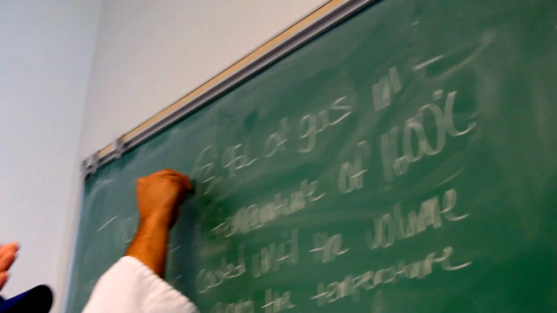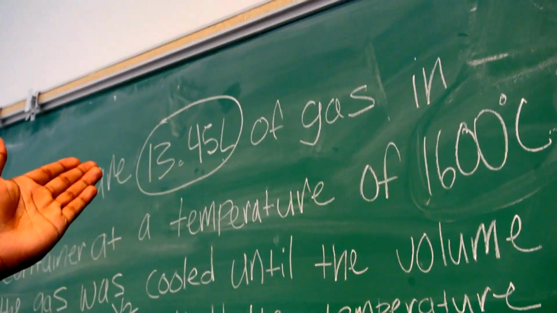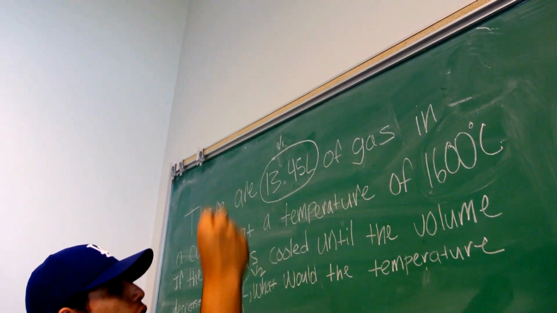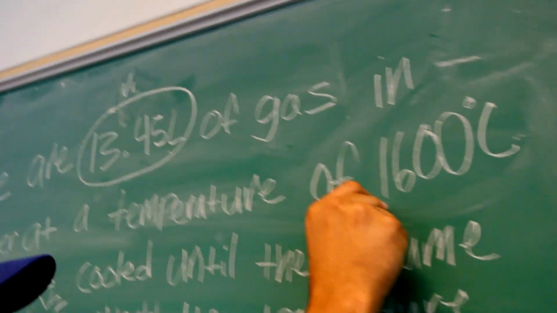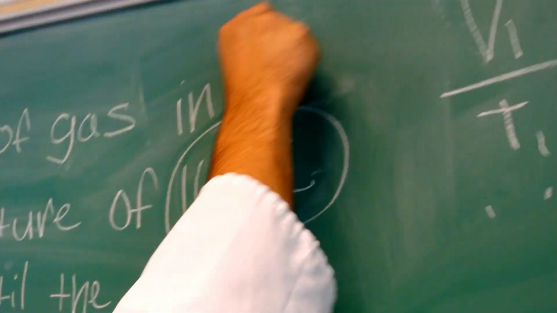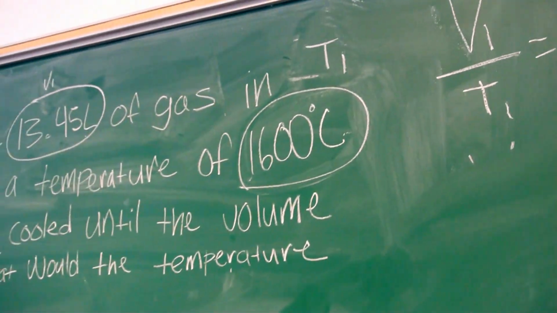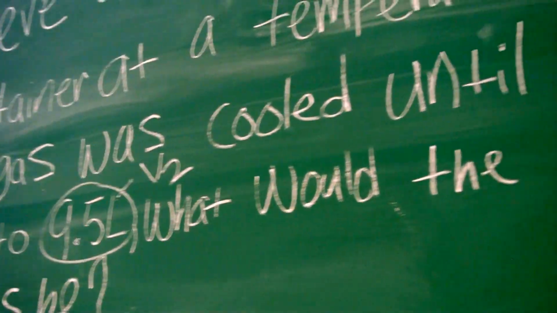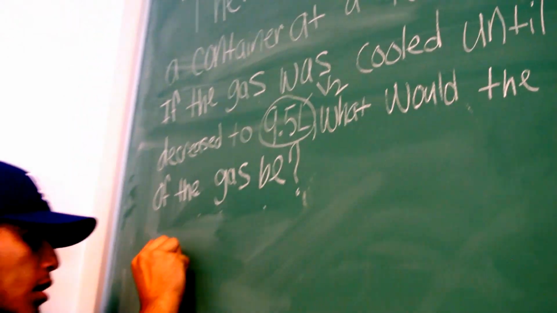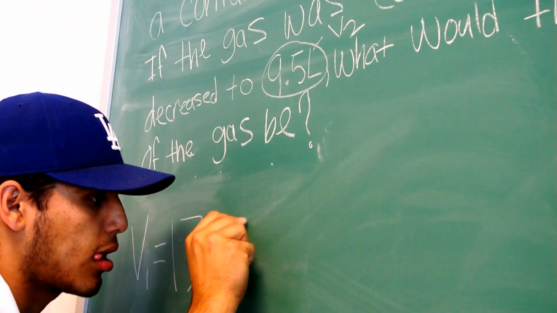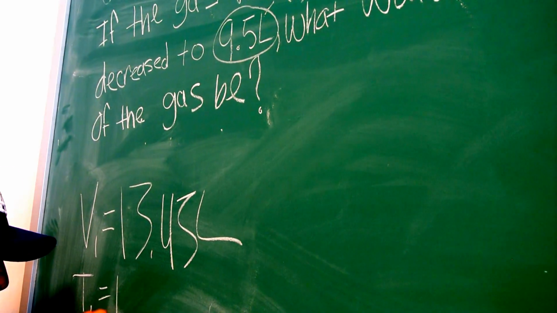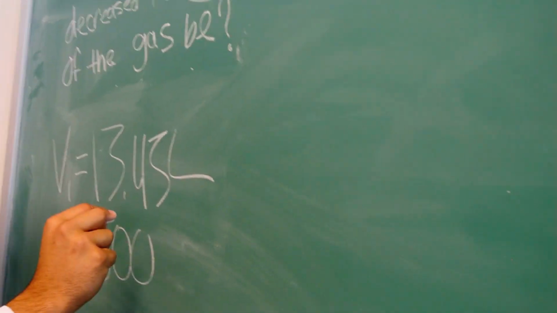So, we start by labeling our variables. As you see, 13.45 liters would be volume 1. This would be temperature 1. And since we already have one volume, this right here will be volume 2. And as you can see, the temperature is not given, so it will be our variable which we will be solving for. This is just an organized way to sort out your equations.